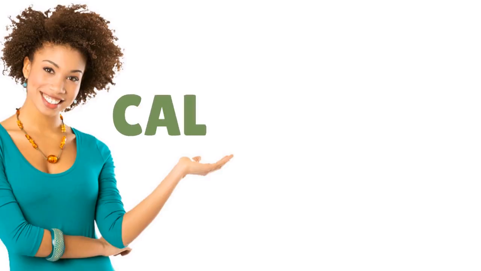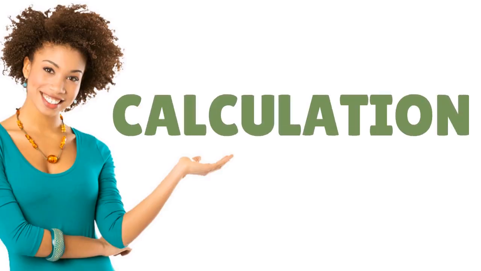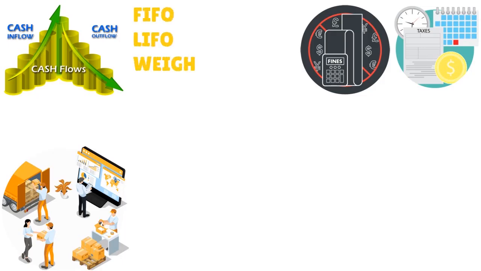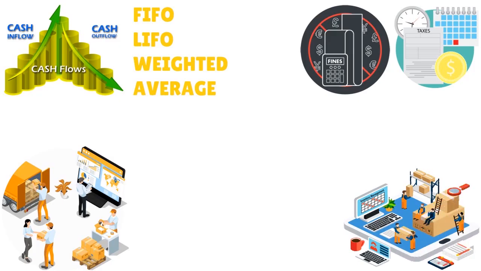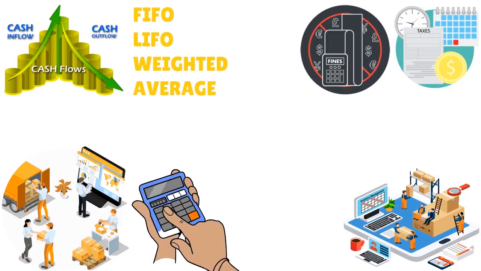Let me talk to you about calculation here. There are three top methods for inventory accounting: FIFO, LIFO, and weighted average. FIFO stands for first in, first out. This is arguably the most common method for inventory valuation. It assumes that the first items added to the inventory are the first to be sold. What this means is that cost of goods sold is calculated using the cost of the oldest inventory, while the ending inventory is valued at the cost of the most recently purchased items.